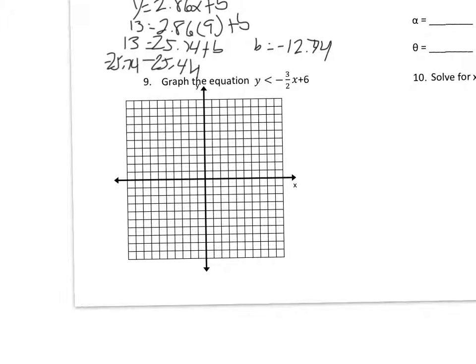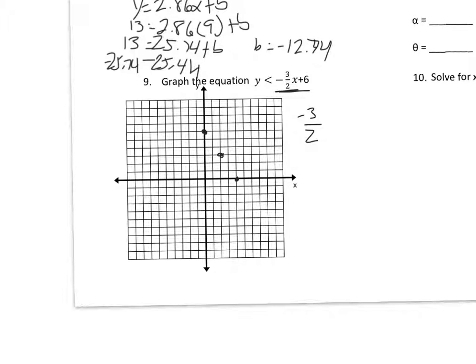You might not have seen this since Algebra 1, but the first thing you got to do is just graph the line. Okay, and then we'll figure out the inequality. So go up to plus 6 at the y-intercept. 1, 2, 3, 4, 5, 6. And then the slope, negative 3 over 2. So down 3, to the right 2. 1, 2, 3, 1, 2.